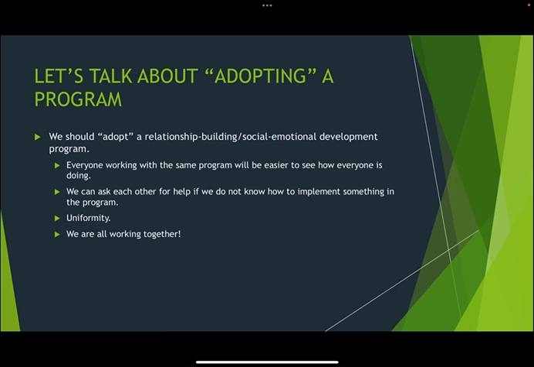So first, let's talk about adopting a program. We should adopt a relationship building social emotional development program. Everyone is working together with the same program. It'll be easier to see how everyone is doing. We can ask each other for help if we don't know how to implement something in our classroom that we're using from the program.